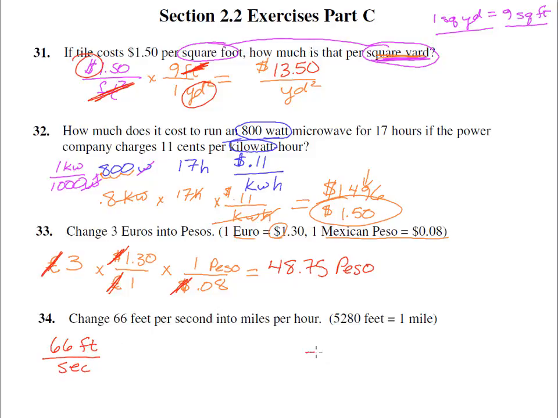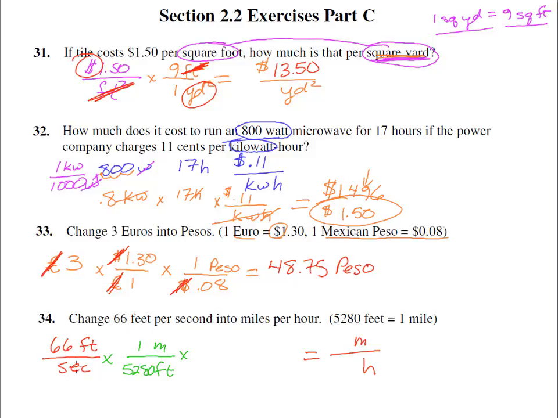miles per hour. So we're going to try to times it by stuff so we get miles on the top and hours on the bottom. So you'll notice we first have to change feet into miles. Let's do that by multiplying by something that will get rid of feet, cause that to cancel, and leave miles on the top. And it is 1 mile for 5,280 feet. Great.